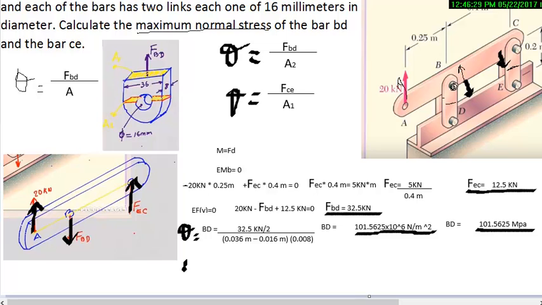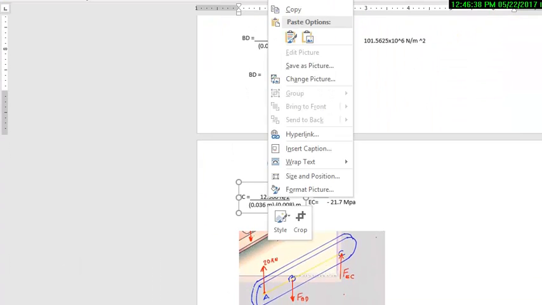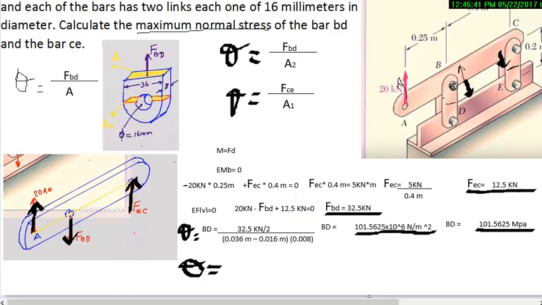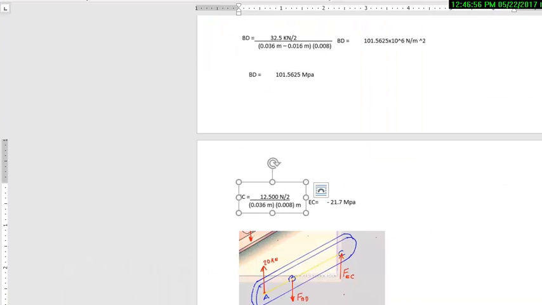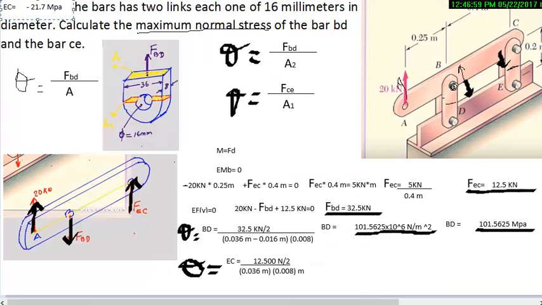Now, we continue with the stress in the bar CE, which is in compression. The stress in the bar is equal to 12,500 newtons divided by 0.036 meters times 0.008 meters. So the stress in the CE bar is equal to minus 21.7 megapascals. It's negative because it is compressive.